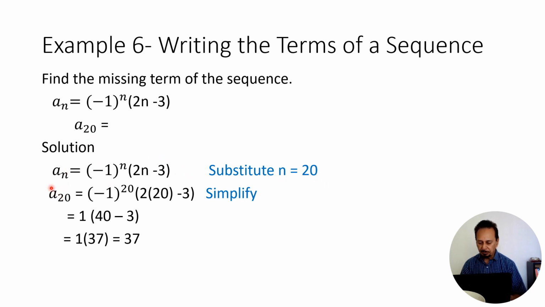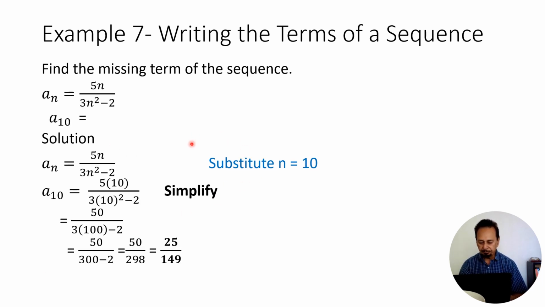So in the formula, it becomes a sub 20 equals (-1) to the power 20 times (2 times 20 minus 3). 20 is an even power, so (-1) to the 20 is positive 1. 2 times 20 is 40, and 40 minus 3 is 37. So 1 times 37, the missing term a sub 20 is 37.